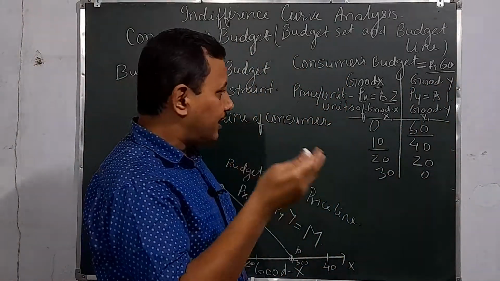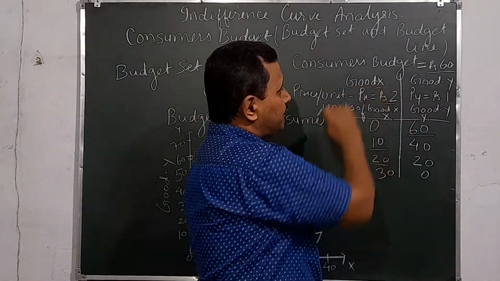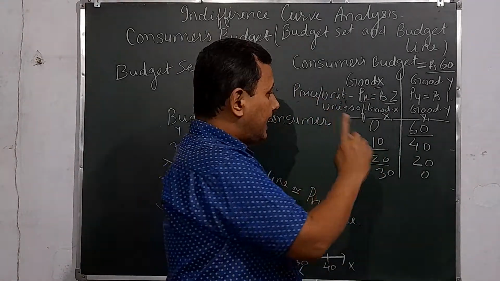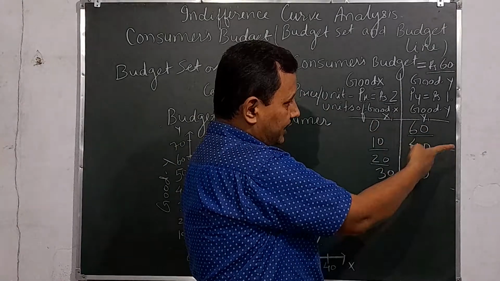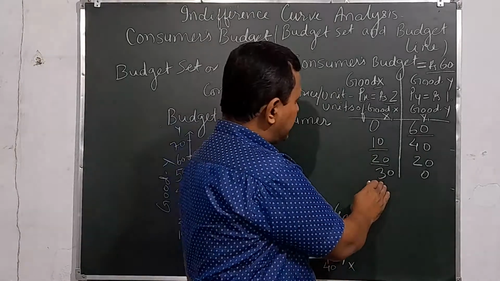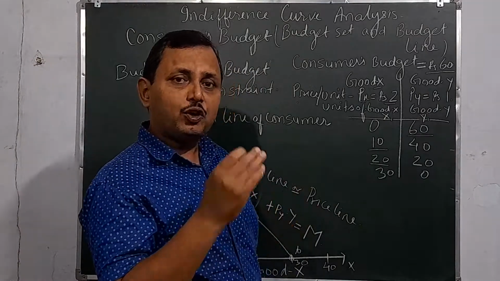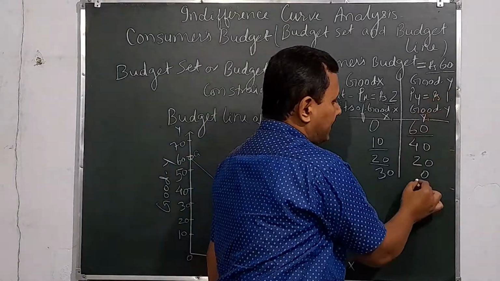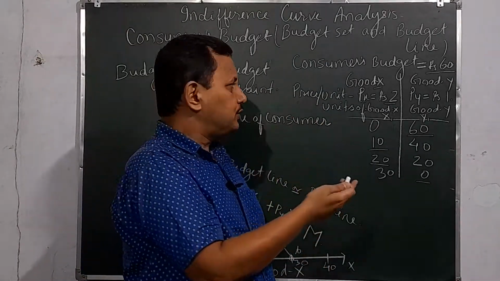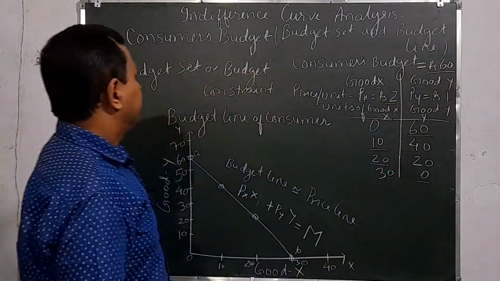Similarly, he can buy another combination in his given income: if he purchases 20 units of good X, he will spend 40 rupees on good X, and with the rest of the 20 rupees he can purchase 20 units of good Y. Similarly, if he purchases 30 units of good X, he will allocate 60 rupees on good X, and he will not have any money to purchase good Y. So these are the various combinations, and there are other combinations too, which the consumer can purchase in his budget of rupees 60.